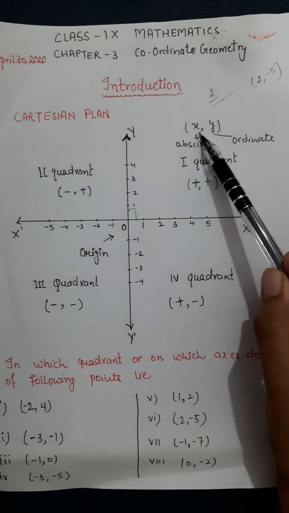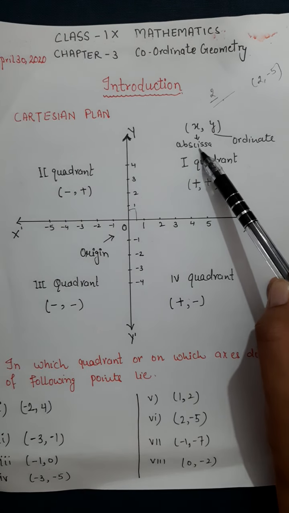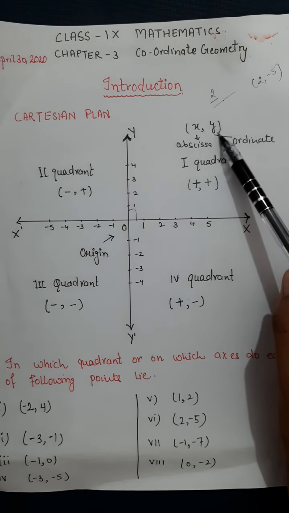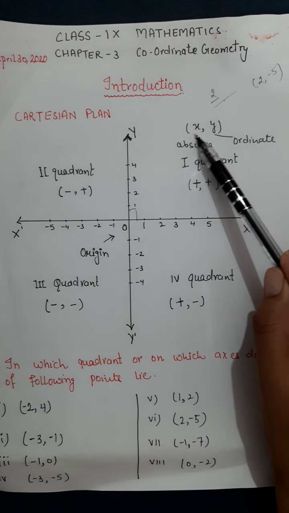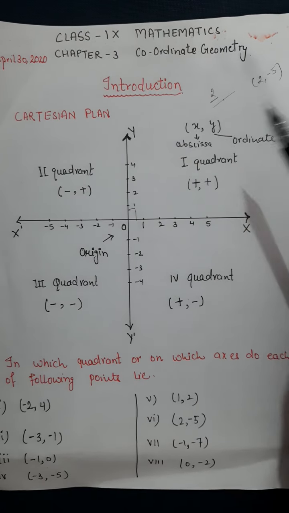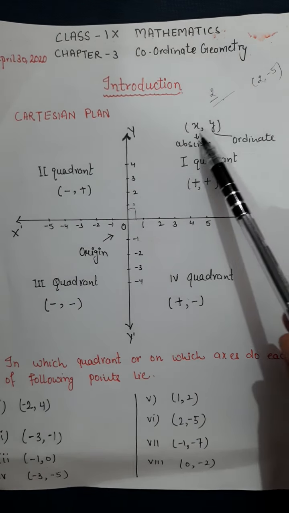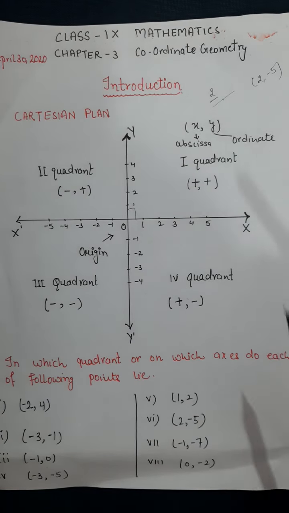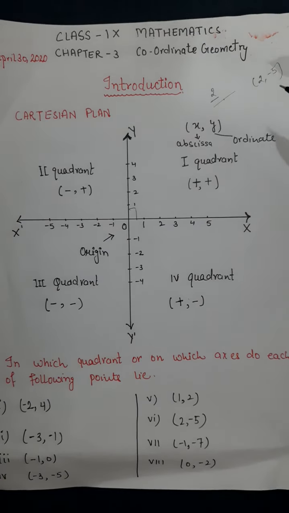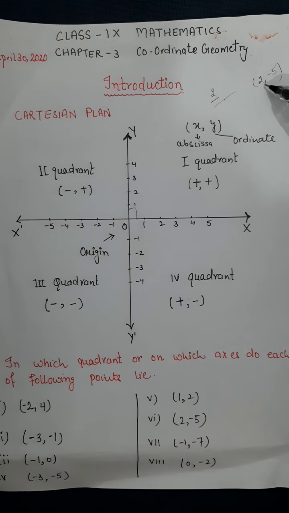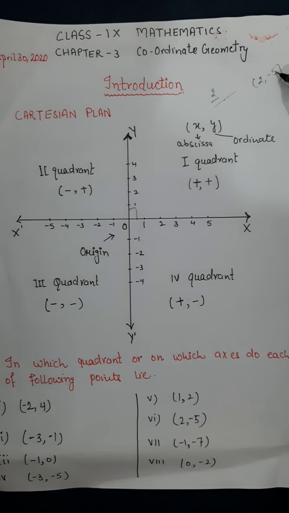This first number is the value of x, which is known as abscissa. This second number written is known as ordinate, and the pair is known as coordinate. Let me explain how we will plot this on the Cartesian plane. Let me take 2 and minus 5 only. 2 means x value, and this 5 means y's value.